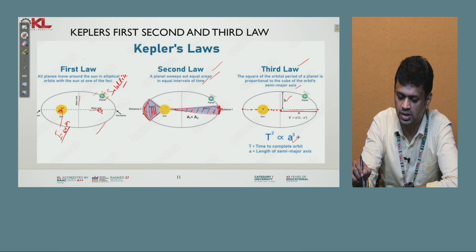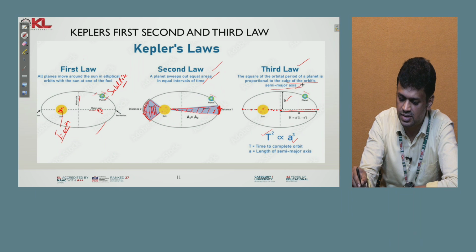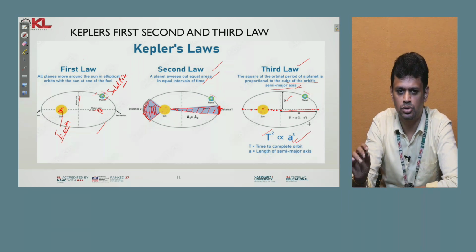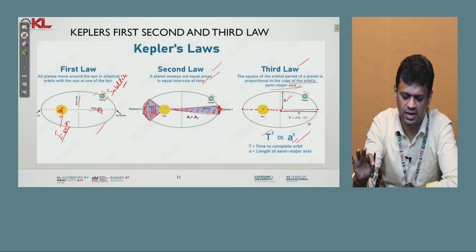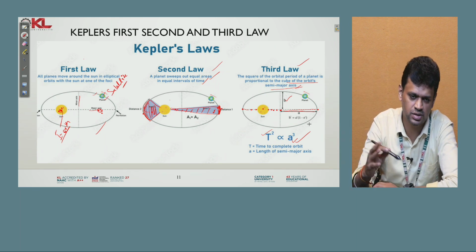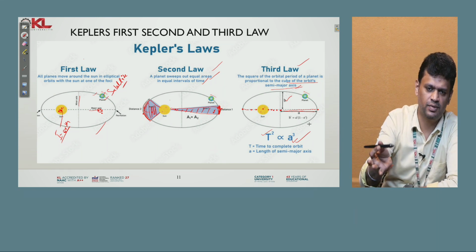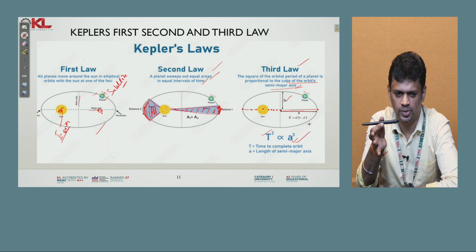What is the third law saying? The third law is saying that T squared, the square of the orbital period, is proportional to the cube of the orbit's semi-major axis. So these are the three laws of Kepler that can be applied to a satellite or a planetary body moving around the sun, or any particular orbit which is elliptical.